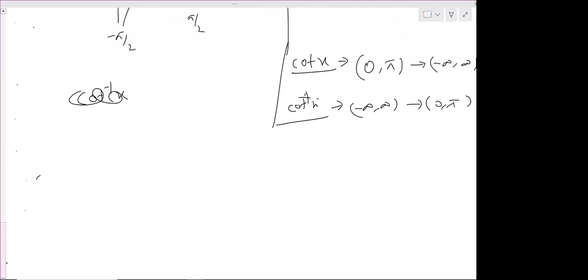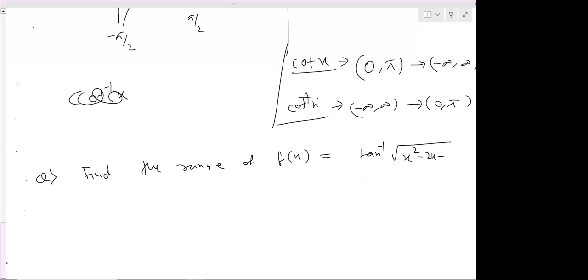They are saying find the range of f of x equals tan inverse of under root x square minus 2x plus 2. Will you try solving this or should I solve it?